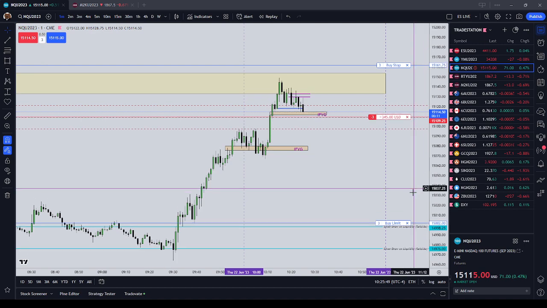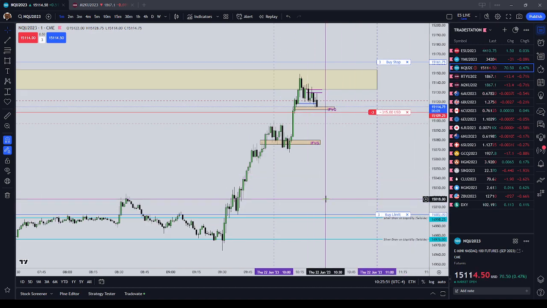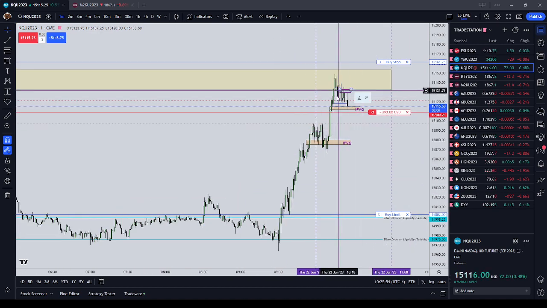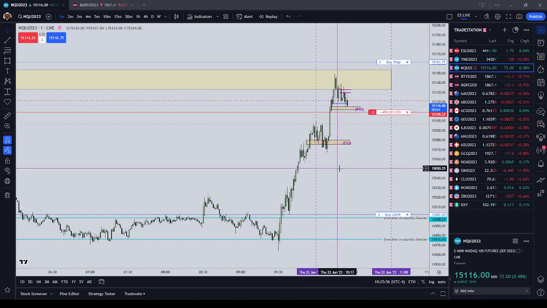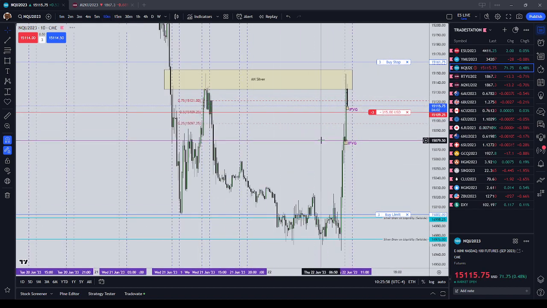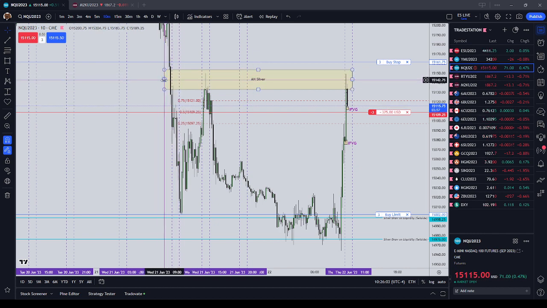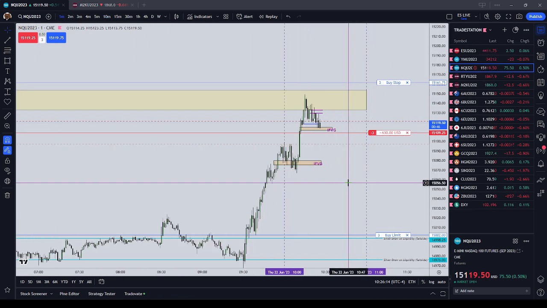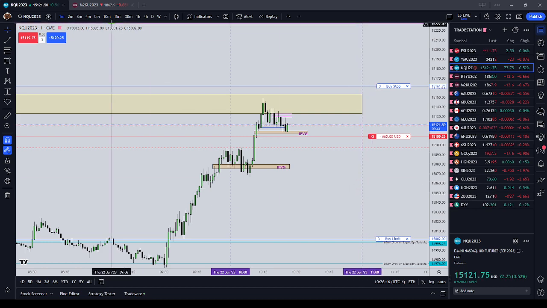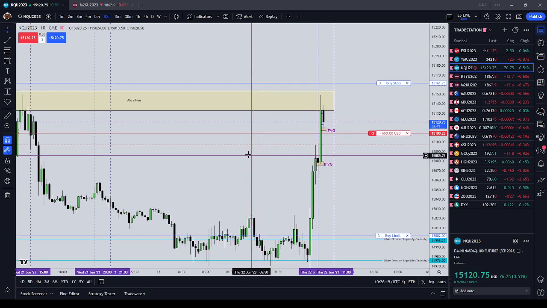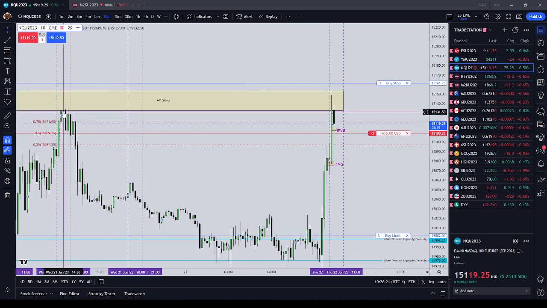So, just to give you a broader idea of what I'm thinking here, again, I think this is a Judas swing. And I think price is just coming in and re-delivering this fair value gap that I'm highlighting with my cursor here on the 10-minute chart. Highlighting with the cursor, that would be our AM silver bullet right there. We're also trading above this bearish order block.